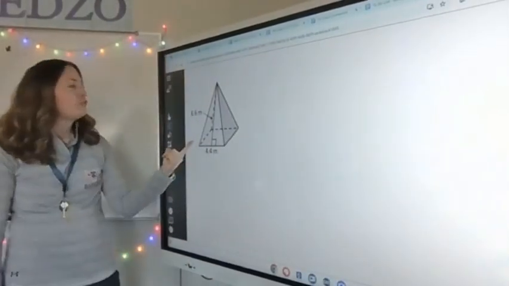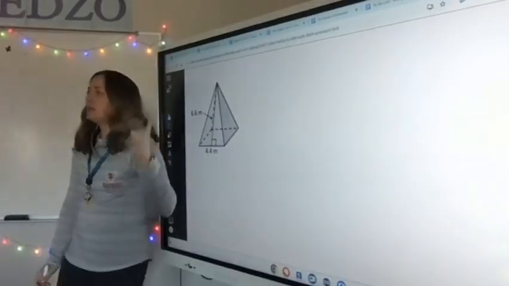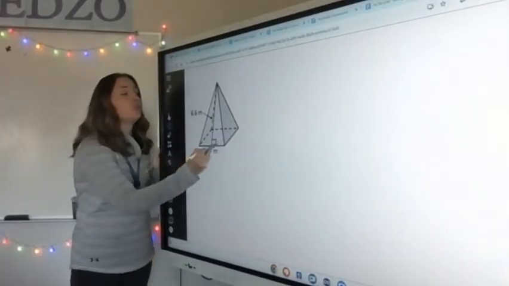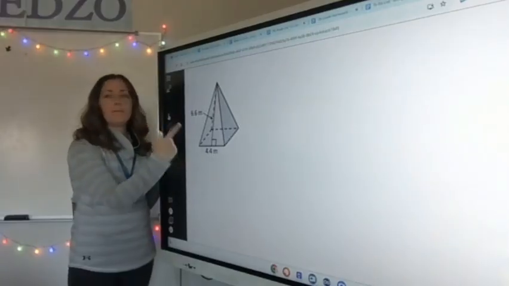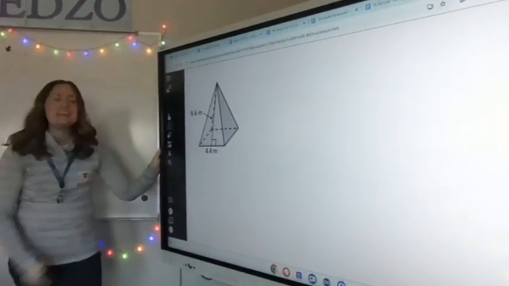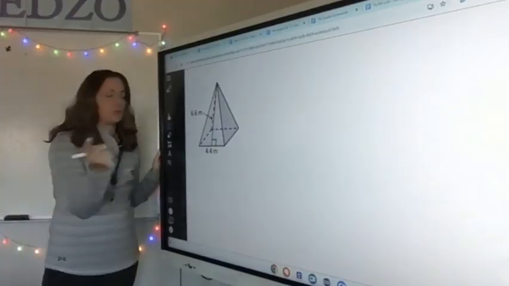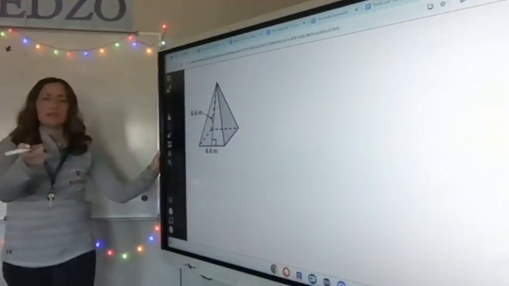We are going to do a regular pyramid. The base of this pyramid is a square. So go ahead and find the surface area of a square pyramid, and then pause the video. So pause the video, do the calculations. When you are done, play it, and come back for an explanation.